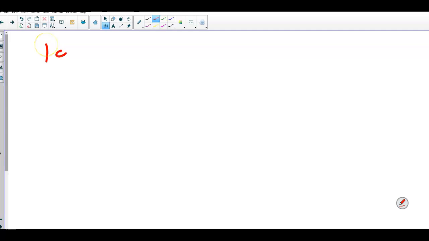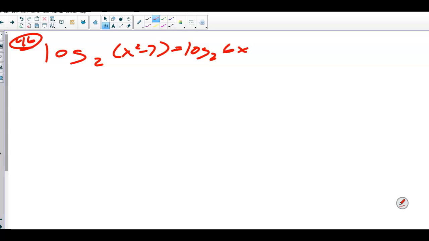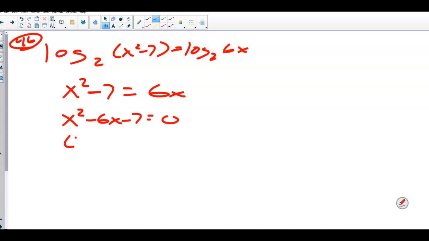All right, so for 46, we have log base 2 of x squared minus 7 equals log base 2 of 6x. Which is nice here is this. When you have the logs on both sides, you just set this equal to each other. When you have an x and an x squared, you got to get everything on one side and factor.